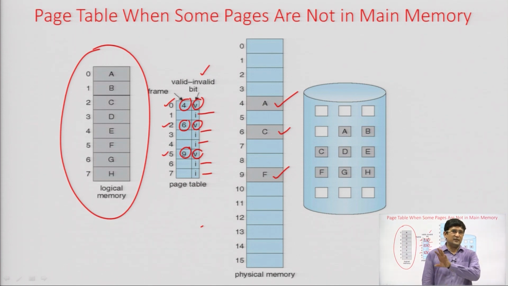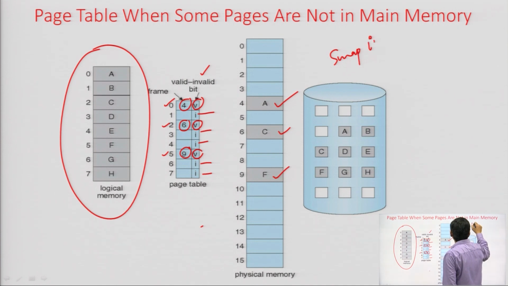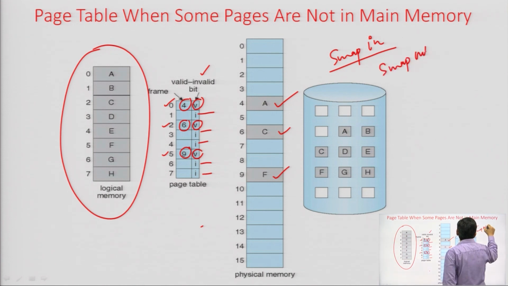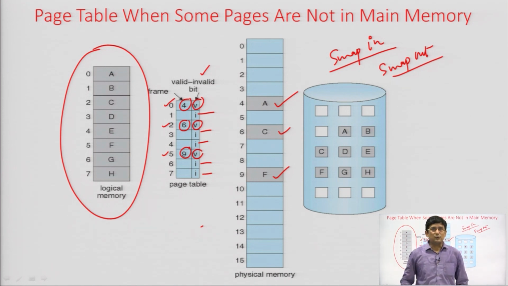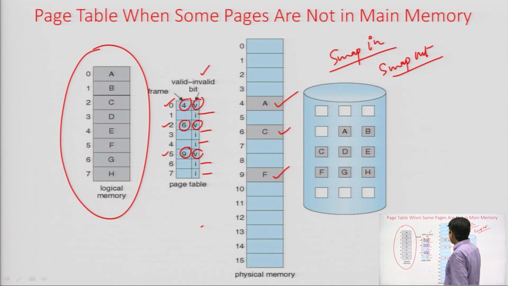Fetching the required page from the virtual memory to the main memory is called the swap in operation, and when we send an old page from the main memory to the hard disk, this is known as the swap out operation. So, several swap in and swap out operations will be required when the process executes. Fine. Now, if a page referred to is not found in the main memory, we call it a page fault.